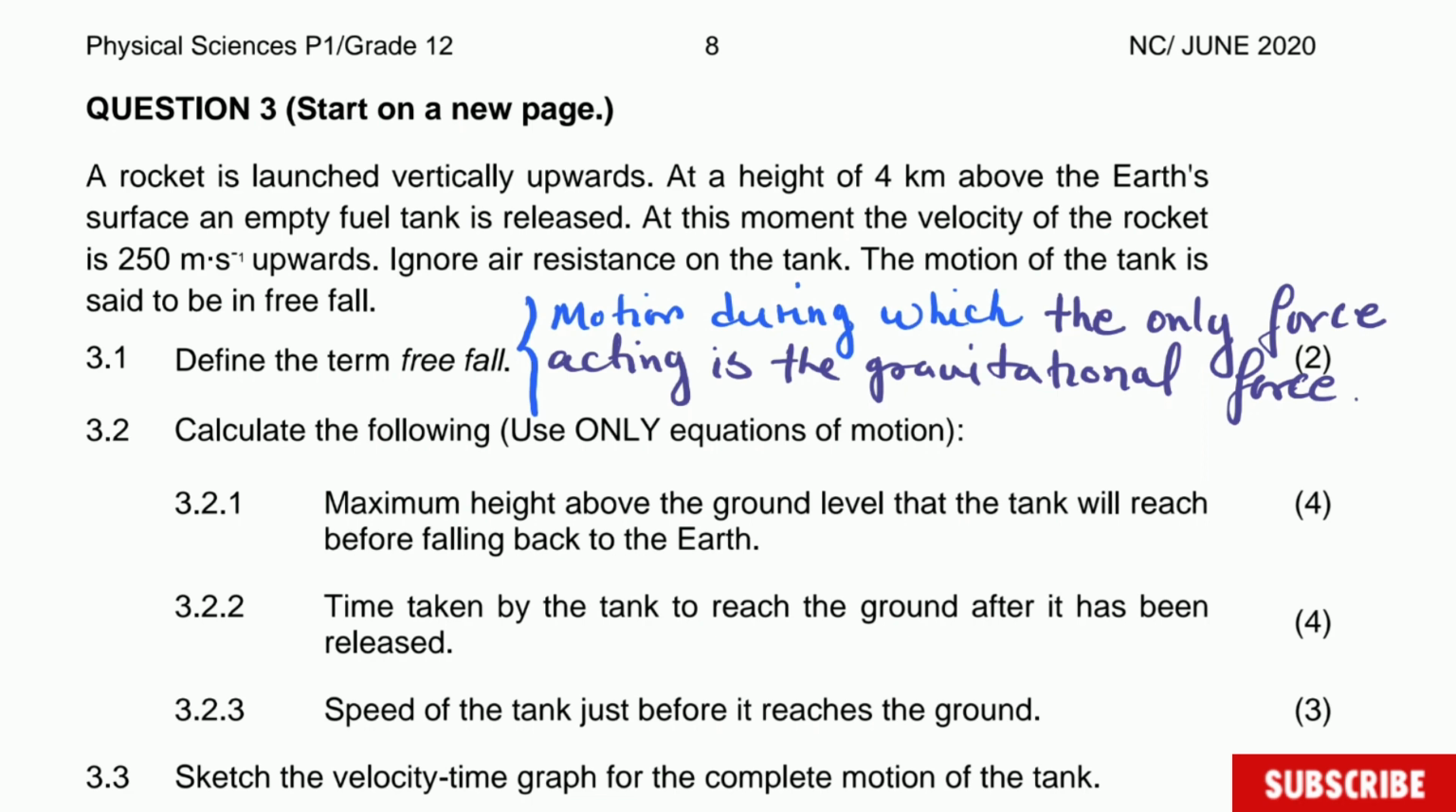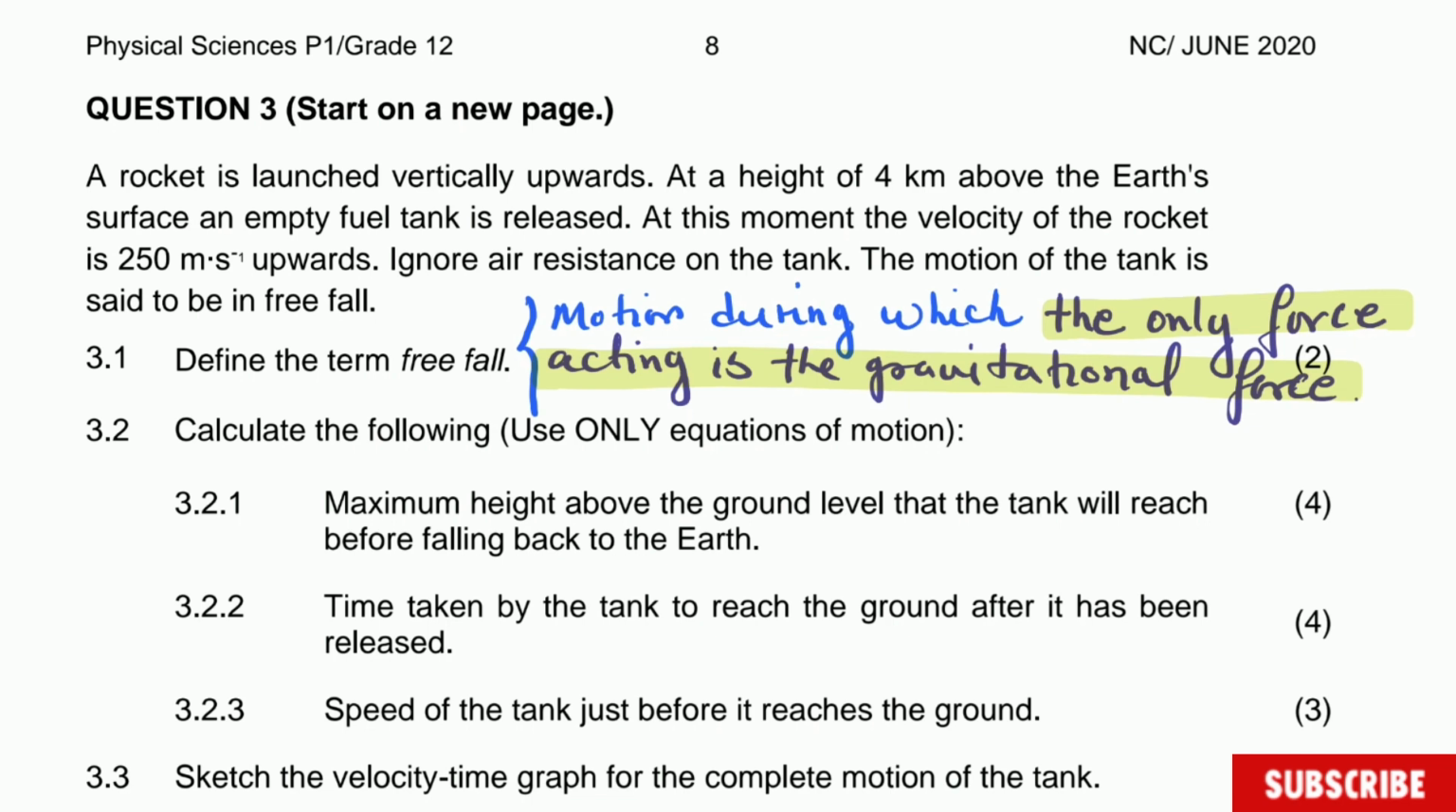Now, what is free fall? Free fall is a motion of an object during which the only force acting is the gravitational force. A very simple definition, guys, that for sure is going to be in the exam question related to projectiles.